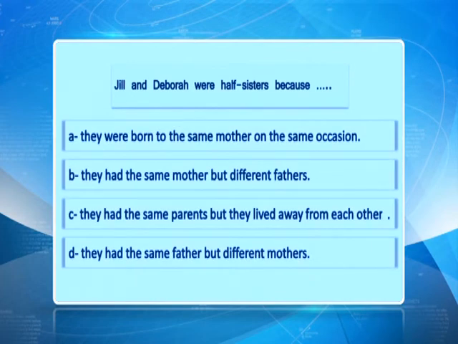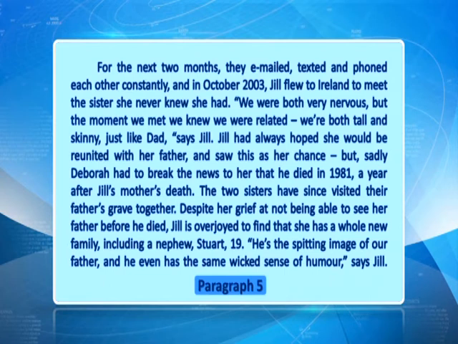Next question. Jill and Deborah were half-sisters, which means they are twins, they had the same mother but different fathers, they had the same parents but they lived away from each other, or they had the same father but different mothers. Okay, so here is the text. Now notice that whenever we talk about both sisters, the two sisters together, we read, "we are both just like dad." So always they are linked or related to the father.